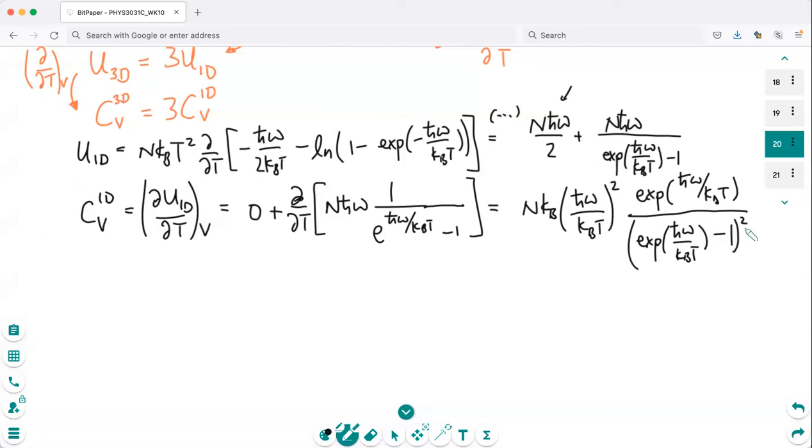So that's it. This is the heat capacity you want. And to compare with the experiment, I want this form. I want C3D. So C3D, and that is 3 times. So let me use a color to put this 3 here for you. Okay, so this is 3 times. Okay, so this is the form here. And there are more steps here.